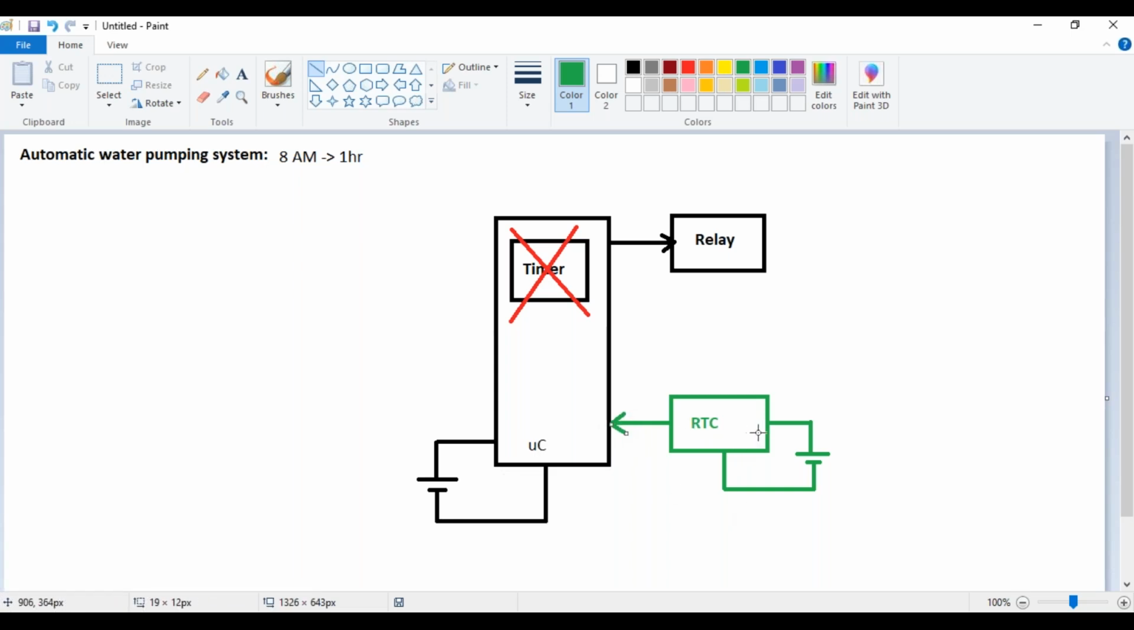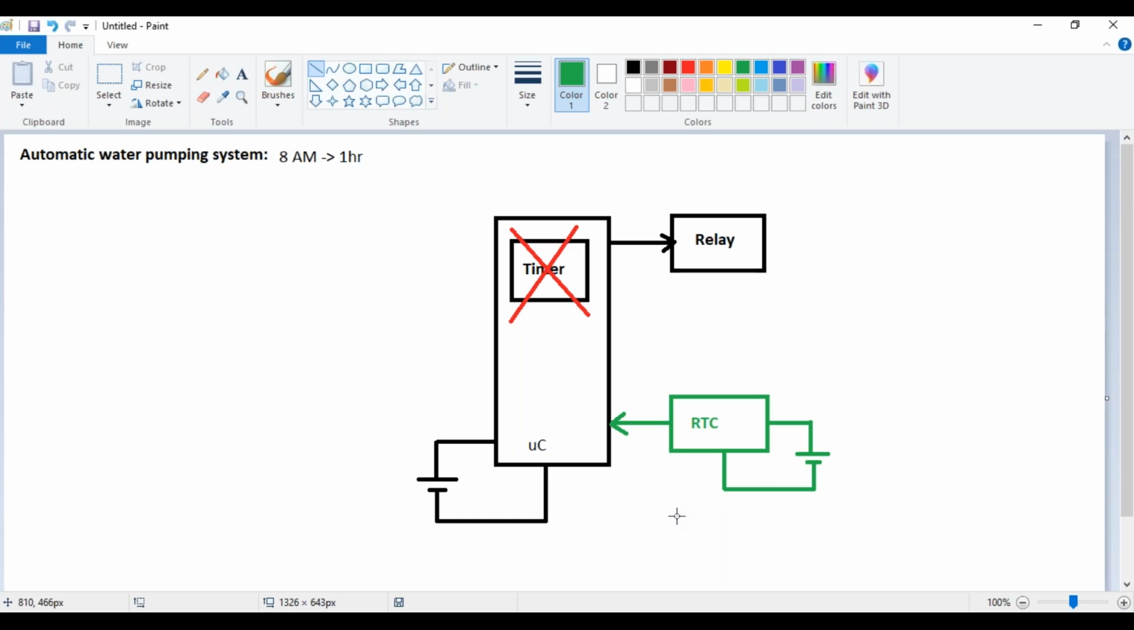Exactly at 8 a.m., the RTC instructs the microcontroller to turn on the relay, that is the pump. Then after a duration of 1 hour, again the RTC instructs the microcontroller to turn off the pump. Since the time is being calculated by the RTC, which has been separately battery backed up, I can put my microcontroller to the sleep mode for the remaining 23 hours.